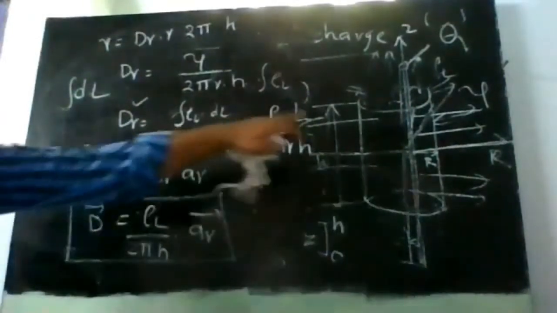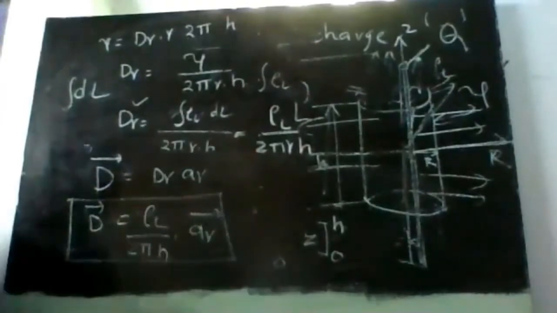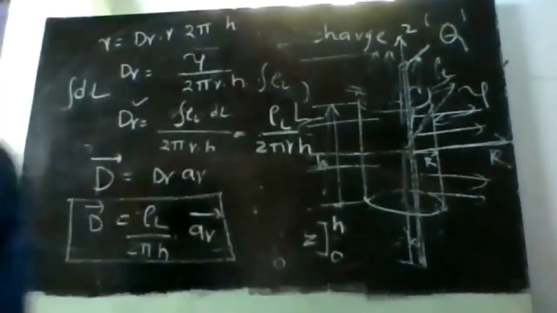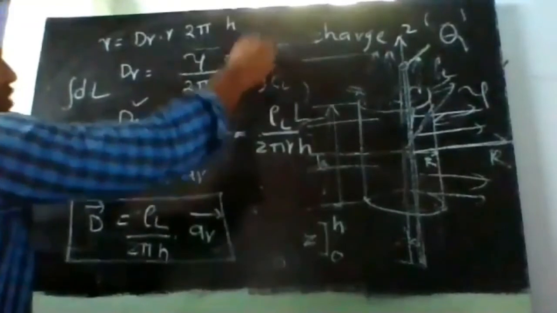Okay, so rho L by 2 pi r h, right? Again same thing. Integral dl is what we can write as L. If you feel confused, you can just replace psi is equal to q. Anything is okay, anything is fine.